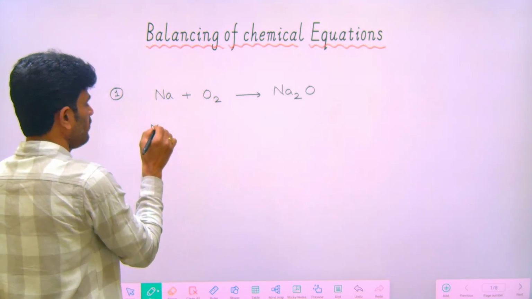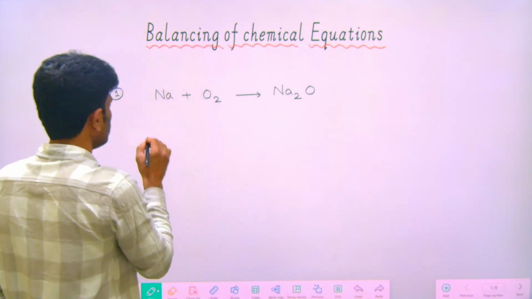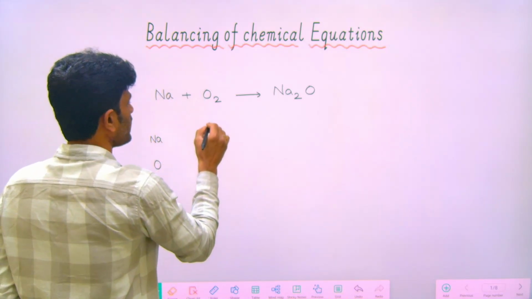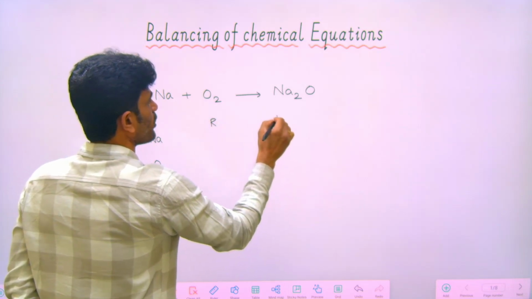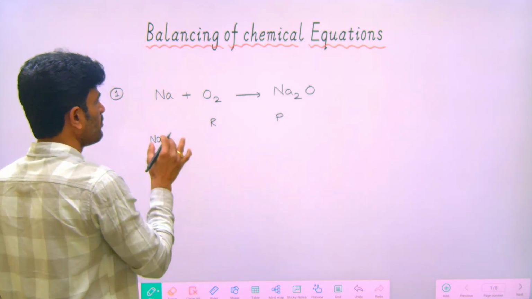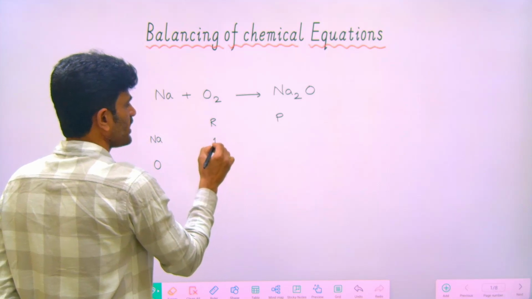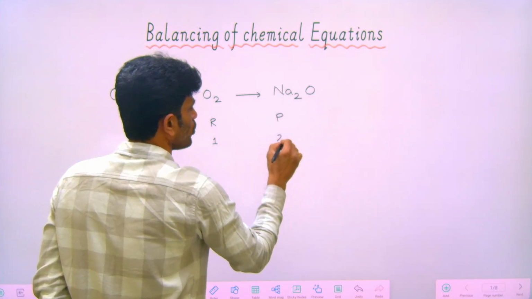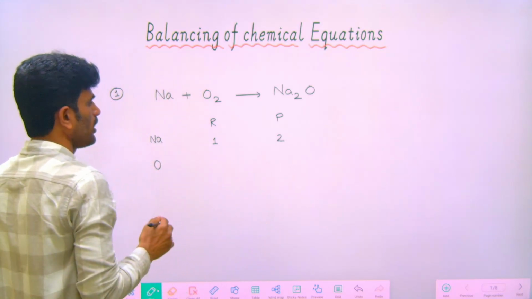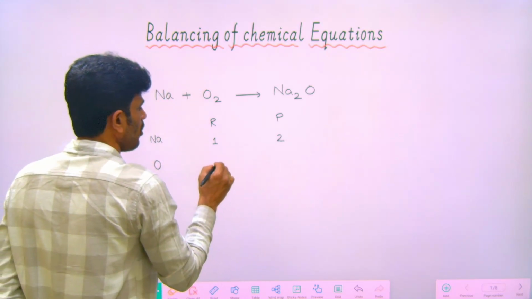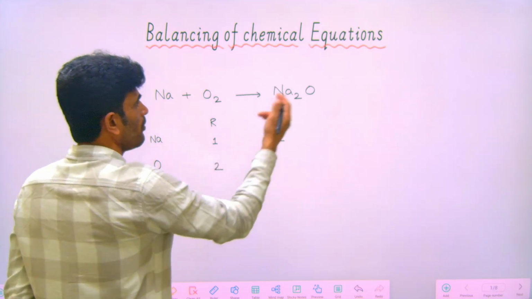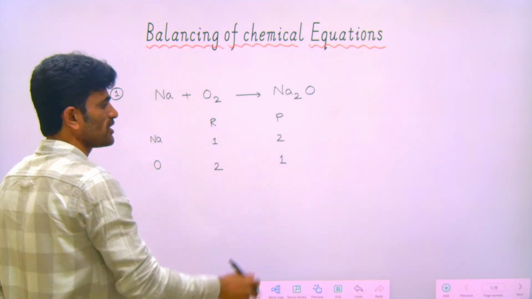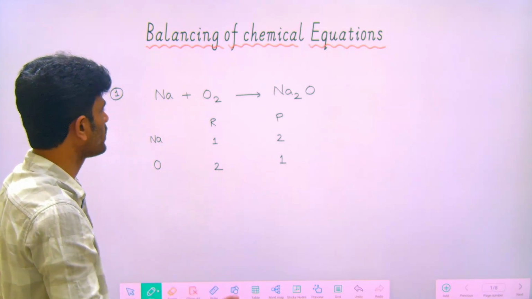That is, sodium is one atom and oxygen is one more atom. This is a simple example. Reactant side and product side we have to write like this in a table. Sodiums, how many are there on the reactant side? One. After the reaction, on the product side we have two sodiums. Oxygens: on the reactant side we have two, but on the product side there is only one oxygen. If you observe, sodiums are different and oxygens are also different before and after the reaction.